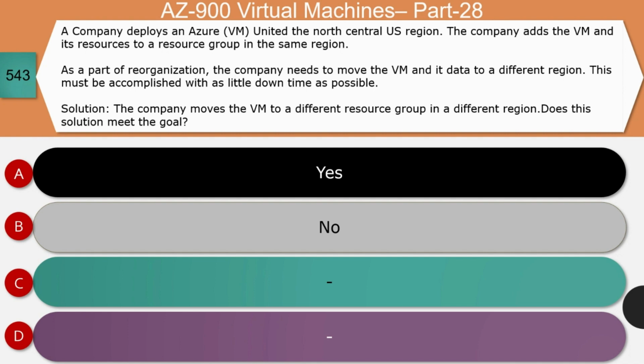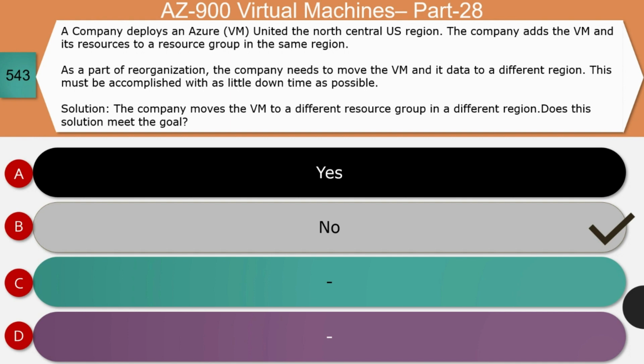A company deploys a VM, sorry, a company deploys Azure in the North Central US region. The company adds the VM and its resources to a resource group in the same region. As part of the reorganization, the company needs to move the VM and the data to a different region. This must be accomplished with as little downtime as possible. The suggested solution is the company moves the VM to a different resource group in this different region. Does it meet the goal? Yes or no? The right answer for this question is no.